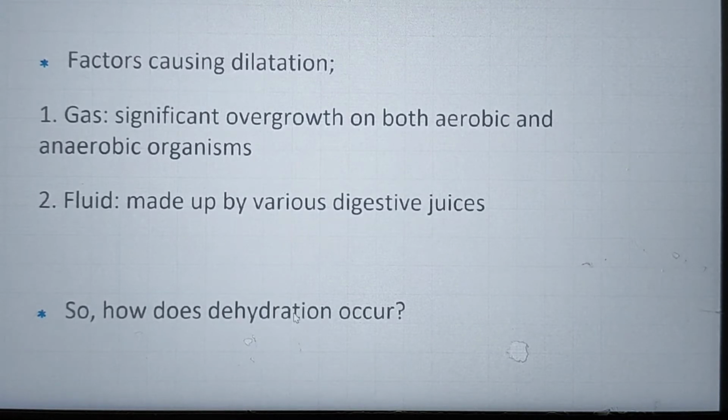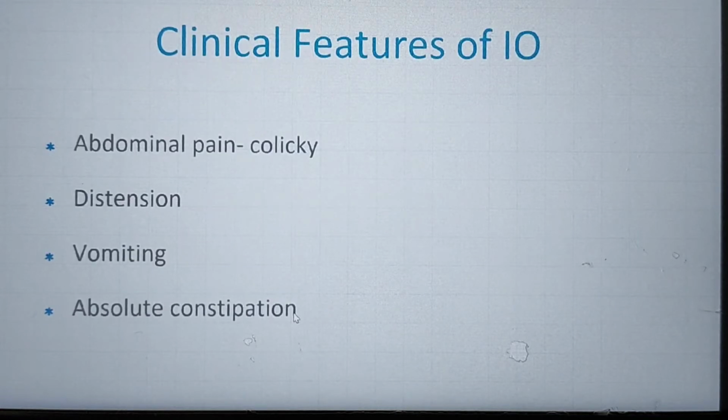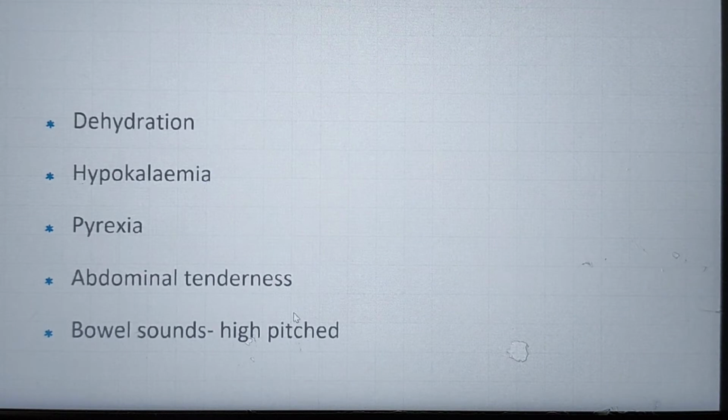Okay, other clinical features of intestinal obstruction also include, first, the four main cardinal signs of intestinal obstruction, which are abdominal pain, which is usually colicky, abdominal distension, vomiting, and also absolute constipation. Apart from these cardinal signs, patients might also have dehydration, hypokalemia due to excessive vomiting, pyrexia, abdominal tenderness, and high-pitched bowel sounds.